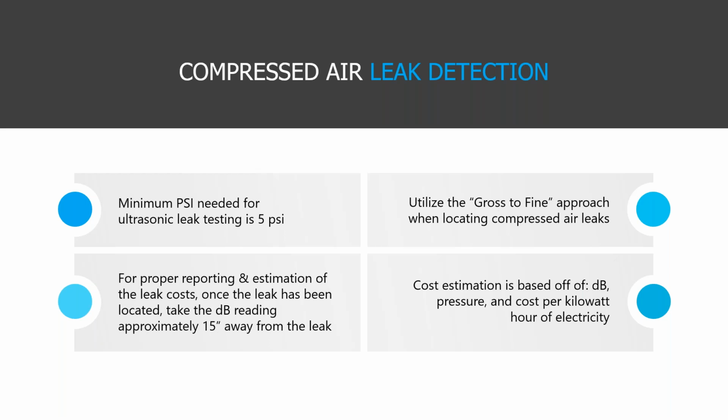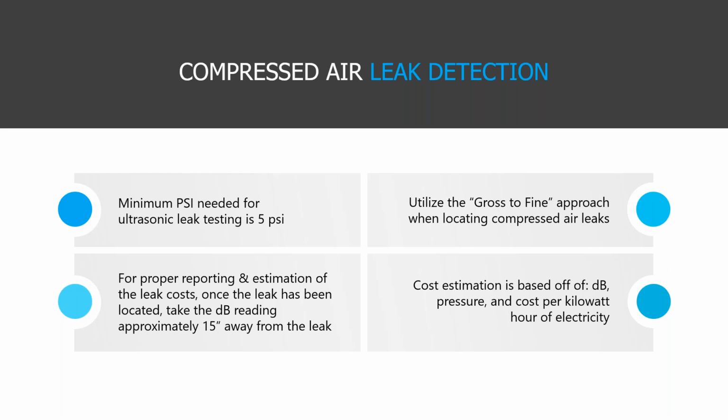When the research was done, it was found that the optimal distance to get you as close to the actual dollars lost and CFM lost for that leak was approximately 15 inches. If you take the decibel level reading too close to the leak, it tends to overestimate how much the leak is costing. So be conscious of that if you're going to do the reporting for this. Once we've located exactly where the leak is coming from, we simply back away approximately 15 inches and take the decibel level reading from that distance.